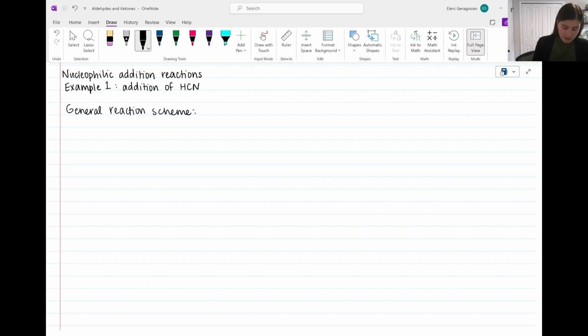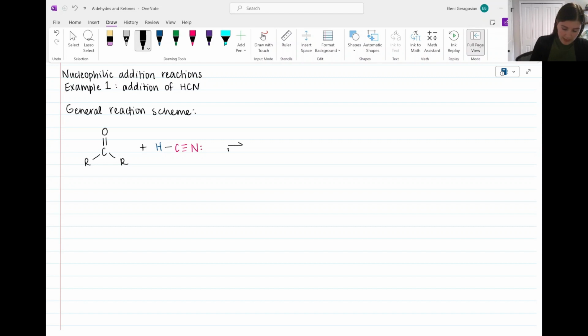So we start with an aldehyde or a ketone. We'll use just two R's to represent what's bonded to the carbon. We of course have our carbonyl, and then we add hydrogen cyanide. I'm going to emphasize the hydrogen in blue here, and then the rest of the molecule in pink. So we have hydrogen bonded to a carbon, triple bonded to a nitrogen. That's hydrogen cyanide.